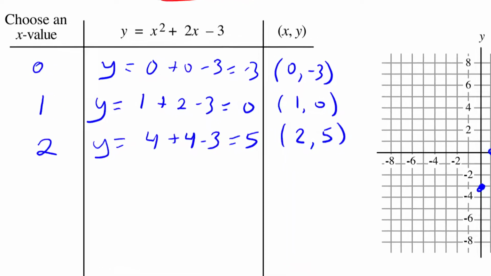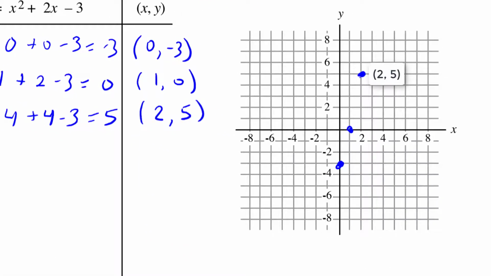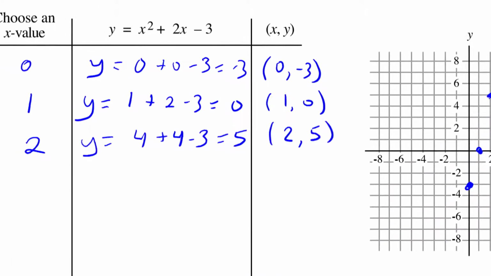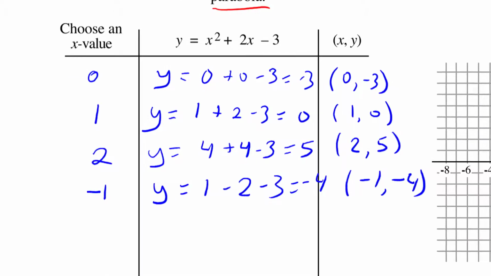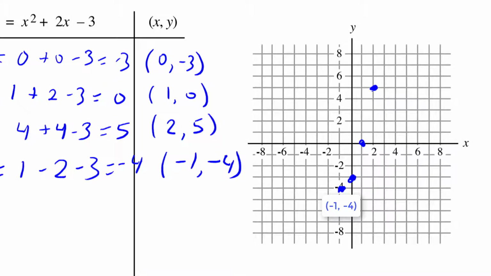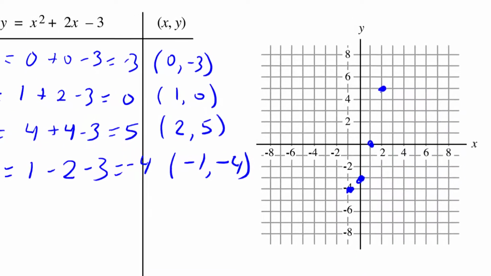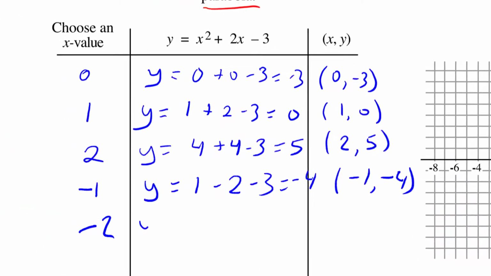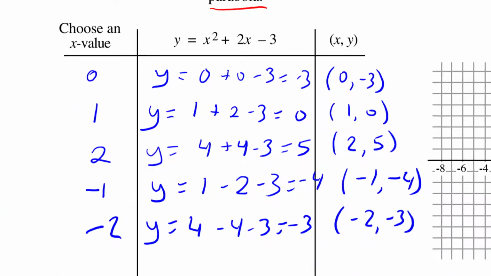And let's try x equals 2. 2, 5. It doesn't look like we're going toward the vertex as we go from 0 to 1 to 2, so I'm going to do negative 1 and see where that gets us. Negative 1, negative 4. I think we're about to turn the corner. Let's just do one more, and that will give us some good information. X is negative 2. Negative 2, negative 3.